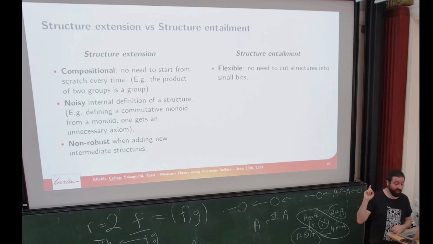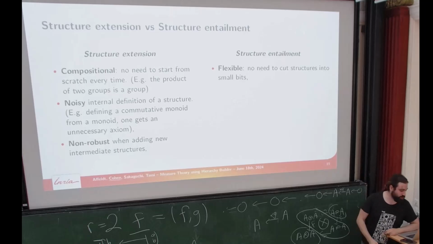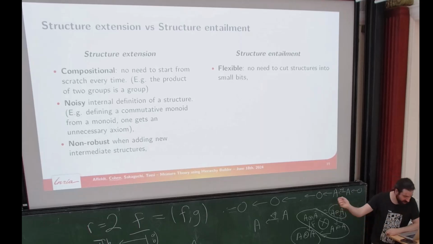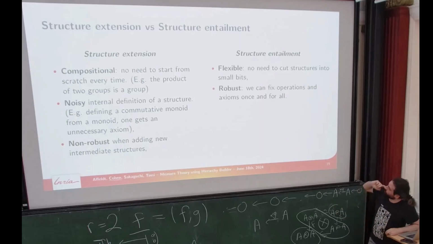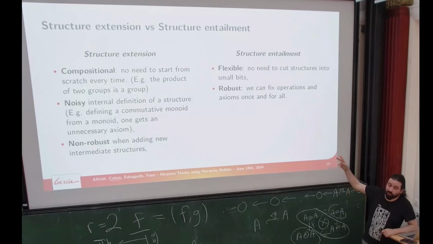Structural entailment is flexible on the other hand, so you don't need to cut structures by hand into small bits, and if you need to instantiate something, you can do it in one go, no need to go through the whole chain. And it's robust because you can fix operations and axioms once for all, and you know it won't change because you know that when you add a new structure, you won't cut the pieces and scatter them.